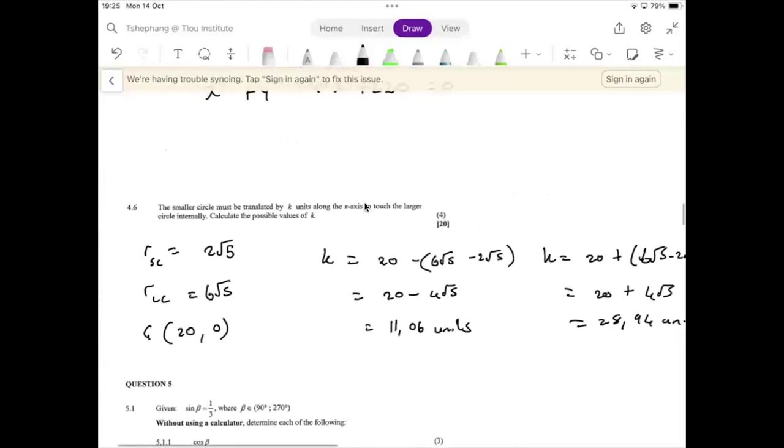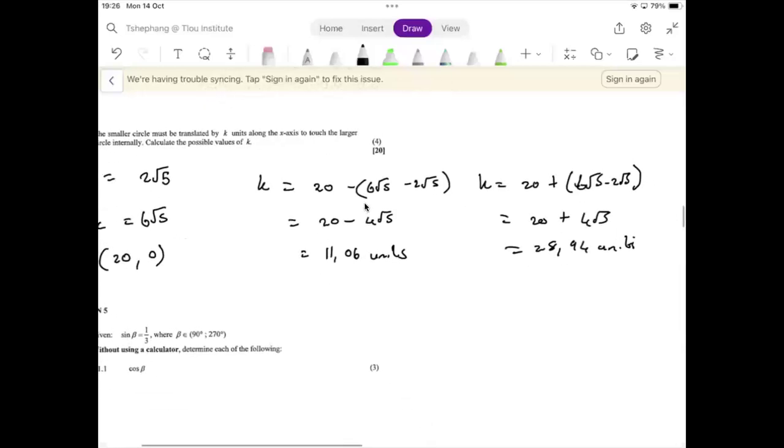Okay, so looking at 4.6, right? We need to understand what they mean, right? So they need to touch internally, right? So if they touch internally, what does that mean? It means that you must remember those conditions that you have if circles are not touching. So let me do that.